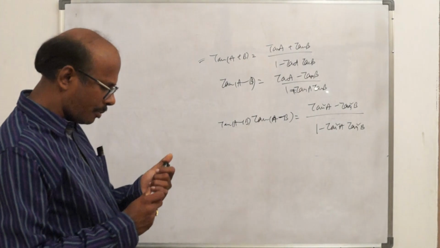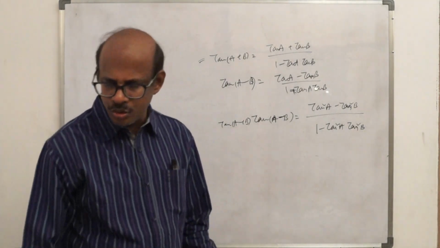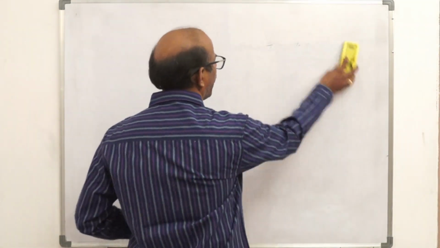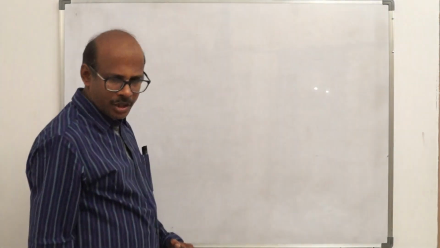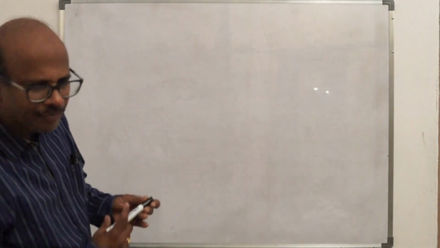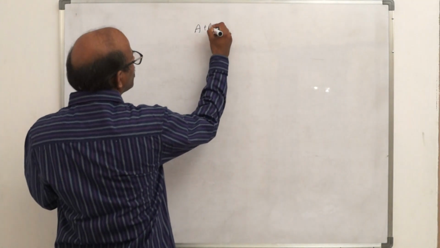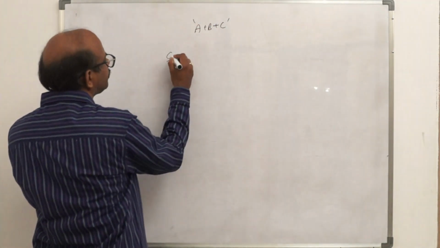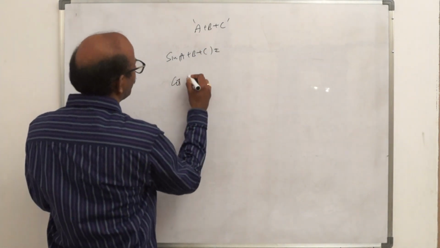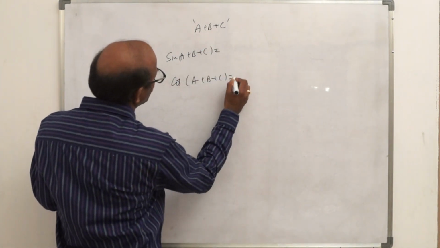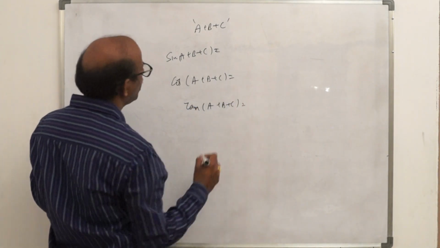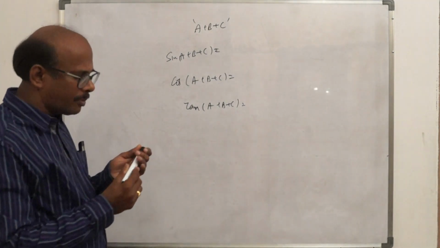Now, I am going to discuss not only addition of two angles. Now I am going to take the extension of the formula into three or more angles. The method is the same. No problem. Now I am taking the result of A plus B plus C: sin of A plus B plus C relation, cos of A plus B plus C relation, and tan of A plus B plus C relation. First formula, sin of A plus B plus C.